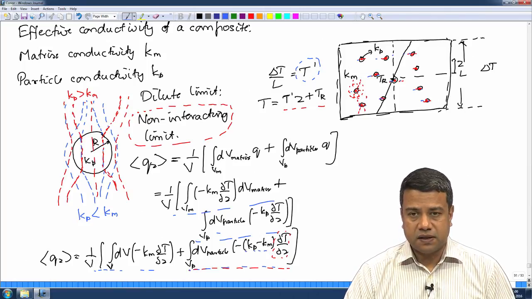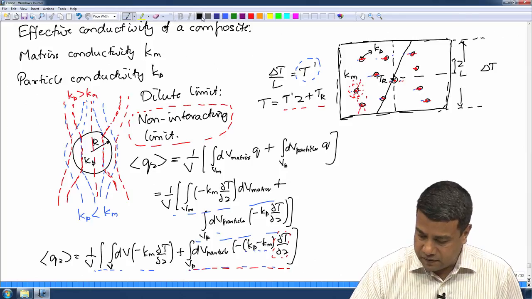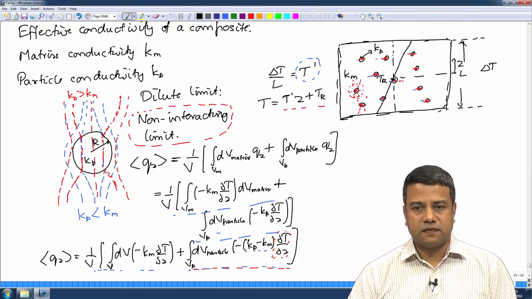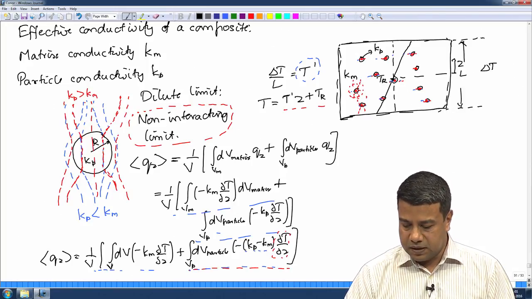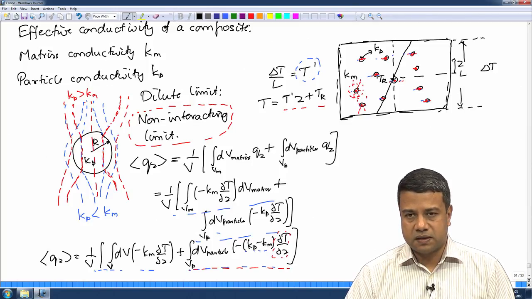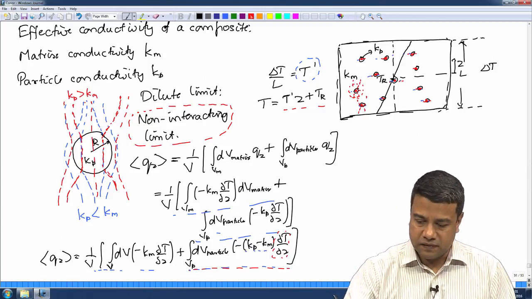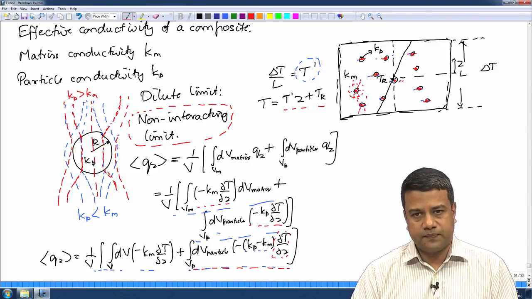The average flux I had written as the volume average, integral over the matrix of the flux through the matrix. We are only worried about the flux in the z direction, that is the flux along the direction of the temperature gradient. And within the particles and within the matrix, Fourier's law of heat conduction is obeyed, but in each case the thermal conductivity is different. Therefore, I have different conductivities in the matrix and in the particles.